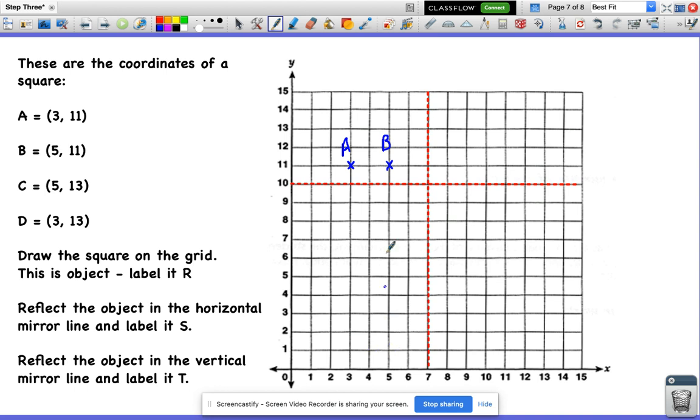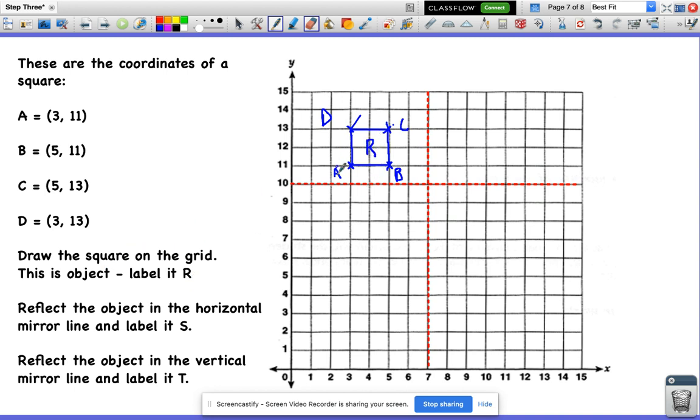C is 5, 13. Oh dear, I've written my B and A in the wrong place. I'll just get rid of those. Let's put A here and B there. I don't want them in the way. And D is 3, 13, which is here. Okay, draw the square. So let's draw my square as straight as I can. It's a bit better. Label it R.